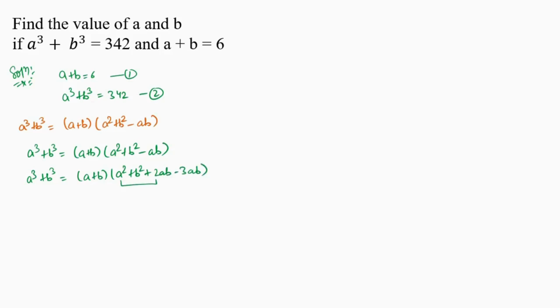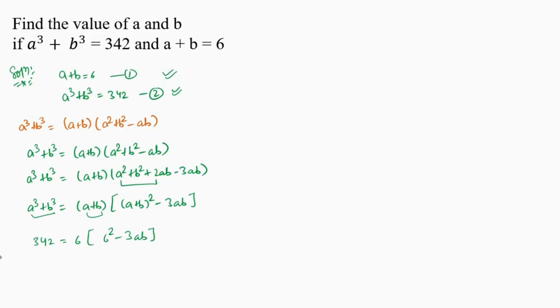So if you look at these terms, this will form (a plus b) whole square. So we get a cube plus b cube equals (a plus b) times ((a plus b) whole square minus 3ab). So we will substitute the value of a cube plus b cube and a plus b from equation 1 and equation 2. On substituting the respective values, we get 342 equals 6 times (6 square minus 3ab).